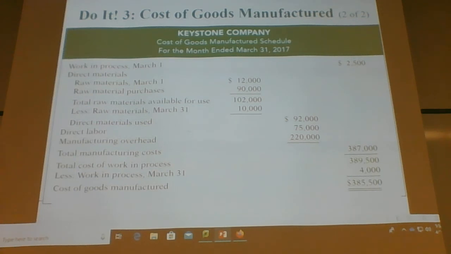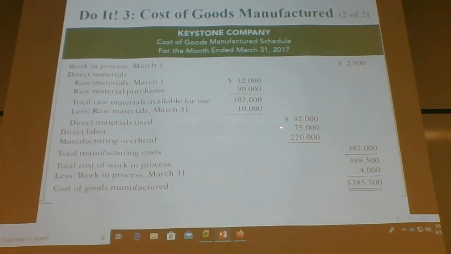Let's look at how we got there. We started off with our $2,500 work in process. We took our beginning materials of 12 plus 90 in purchases, that gave us 102. But we subtracted out any raw materials that were left, so we plotted this materials cost at 92,000. I told you it would go up by 2,000, and it did. See, 90,000, 2,000 more here at 92,000.